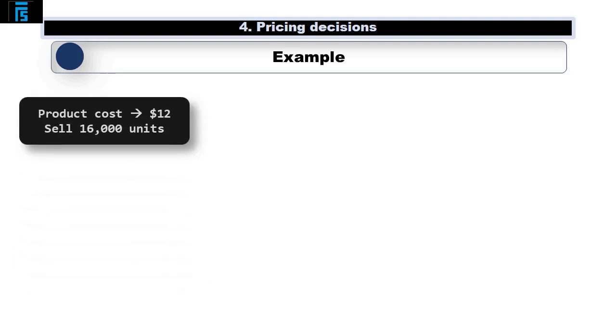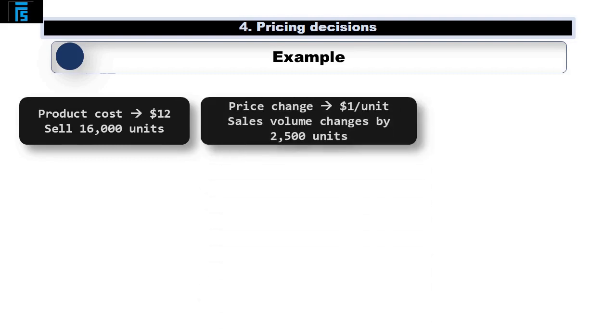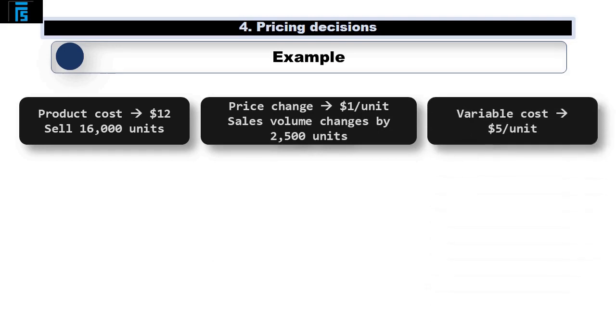Let's put some numbers to this to make it a bit clearer. A company charges $12 for a product and they sell 16,000 units at this price. If they change the price by $1 per unit, the sales volume changes by 2,500 units. The product has a variable cost of $5 per unit. From this information, we want to calculate the optimum selling price for the product.